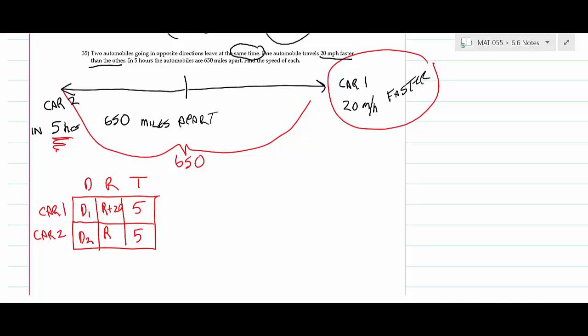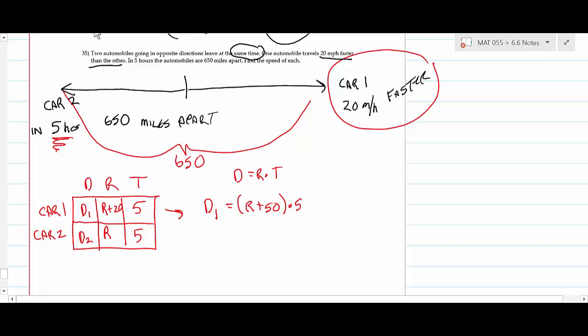This is a little bit different problem. So what I'm going to do is just do distance equals rate times time, and then I'll show you how I put this together. There's another way you can do this, but I think you'll understand this way the best, at least that's my hope. So let's do distance equals rate times time. So you would have D1 equals rate, R plus 20, times 5.